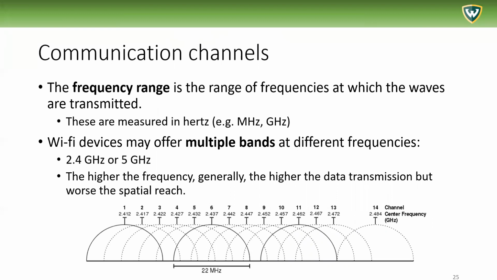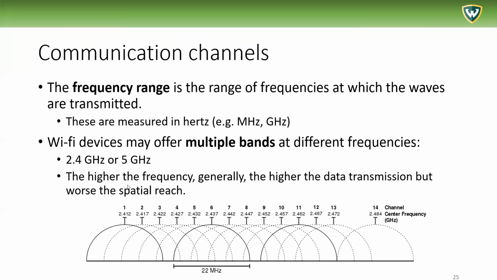Wi-Fi devices, like other devices, may offer multiple bands at different frequencies, and different devices will work at the different bands. So they're all using the same technology, using frequencies within a particular range that define that technology, but there are multiple bands that any one particular device may be operating at. And here's an image of Wi-Fi bands.